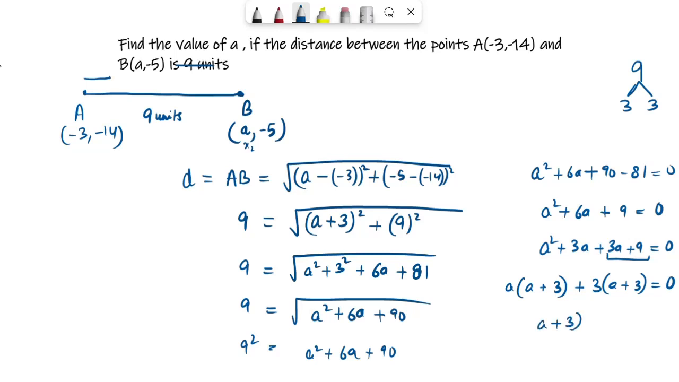So you can see that there are two factors present here: a plus 3 and a plus 3 equals to 0. Now if you equate it to 0, the value of a will be nothing but minus 3. So yes, the value of a is minus 3 in this case. So the coordinate B would be represented as (-3, -5).